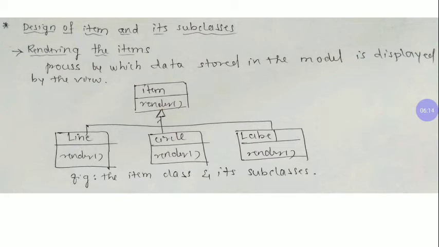Here you see, suppose I am going to draw a line, circle, label. All these are subclasses of the item class. I want to draw a line. Render means that for drawing a line I have to choose two endpoints. After that, it is going to draw a line between those two points.